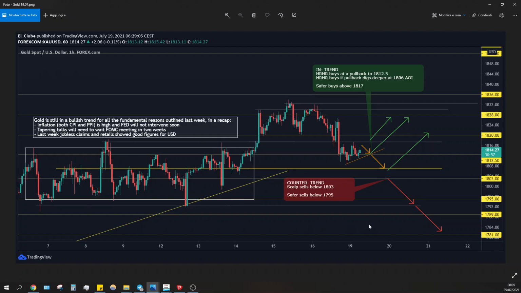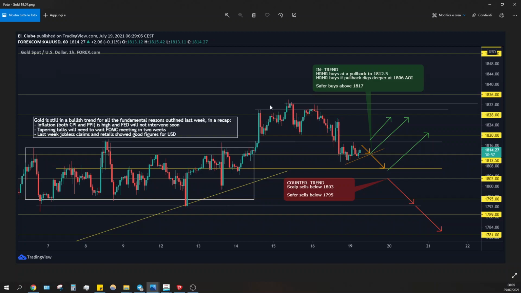On a higher time frame, this is just the hourly. On a higher time frame, we are in a sort of order block anyway, but we can spot these intraday trends. So, as a recap, gold is still in a bullish trend for the fundamental reasons outlined last week. In a recap, the inflation is high, Fed will not intervene soon, as per testimony of Powell. Tapering talks will need to wait for the FOMC meeting in 2 weeks, which is next week from today. Last week, jobless claims were good, and we will see this week.